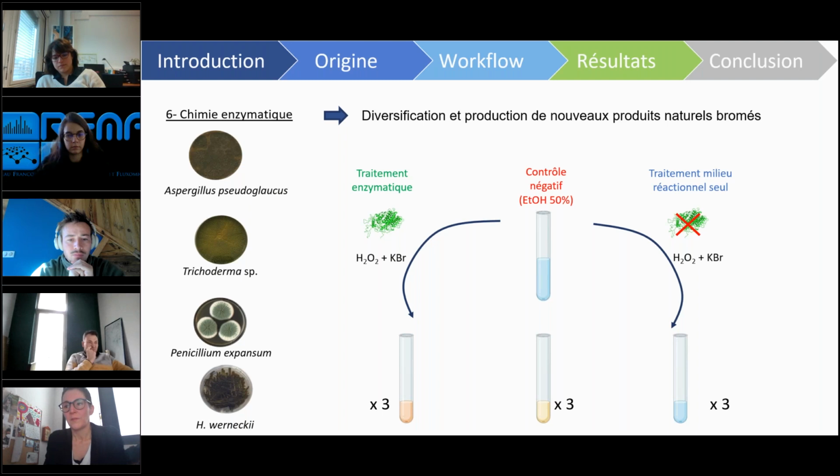We treated them with the enzyme and what the enzyme needs. So in fact, hydrogen peroxide and KBr, potassium bromide, on the right. We also did the same thing, but without the enzyme. And we had a negative control, which was just the extract without any treatment. And of course, after that, we recorded HPLC-MS data and compared the profiles.